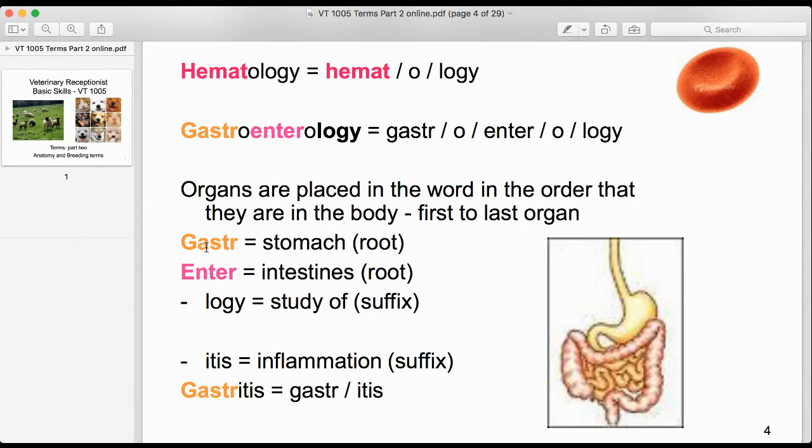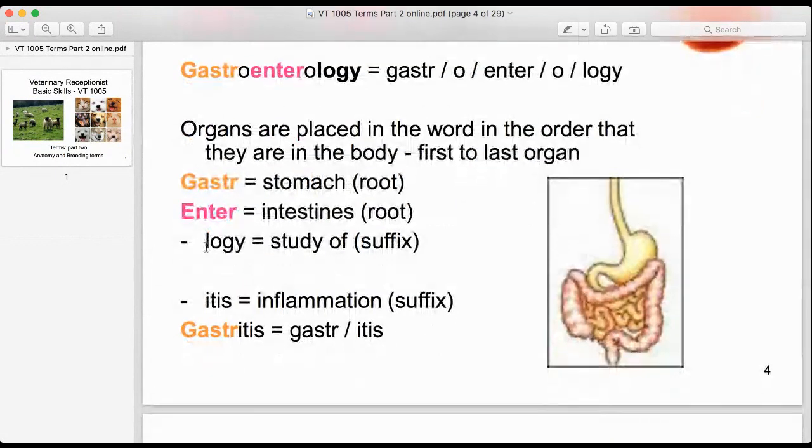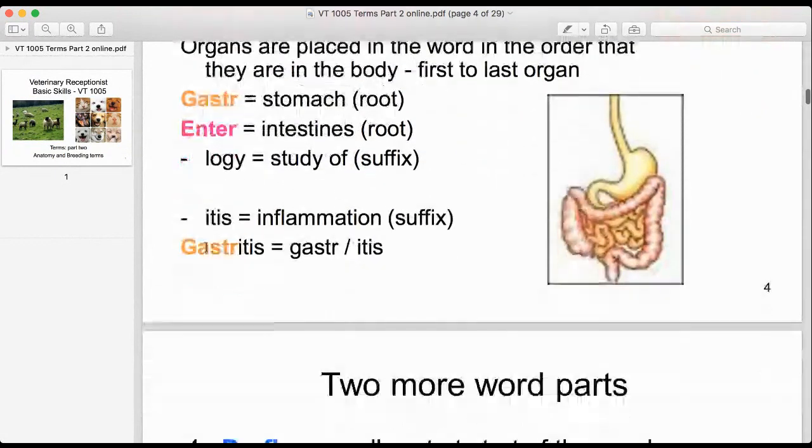Another way of putting words together and another suffix that you'll learn here right now is itis. Notice that a suffix is also denoted by having a hyphen written before it. So hyphen logy for study of, hyphen itis for inflammation. And gastritis is how you pronounce it. Inflammation of what? Inflammation of the stomach, gastritis.